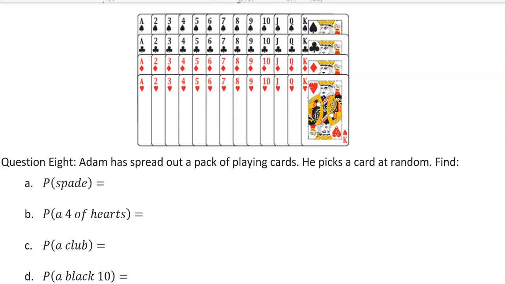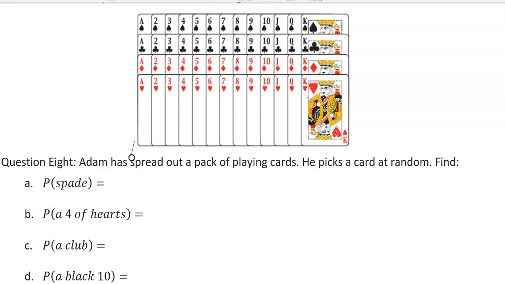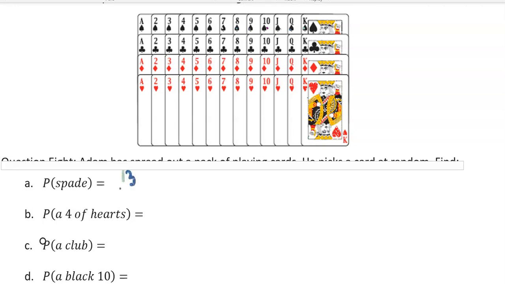So you can either just write the probability is 1 out of 4, straight up, or you could write, well, the probability of a spade is there are 1, 2, 3, 4, 5, 6, 7, 8, 9, 10, 11, 12, 13 spades. There are 52 cards in total. And if you simplify that by dividing top and bottom by 13, there is 1 lot of 13 in 13, and there is 4 lots of 13 in 52. So you'll end up again with 1 out of 4.